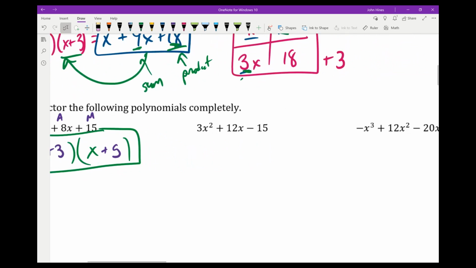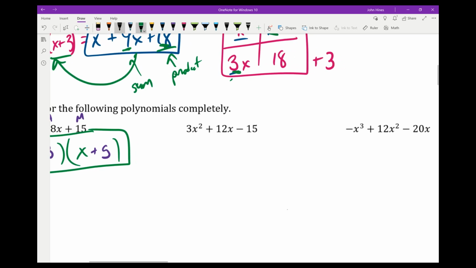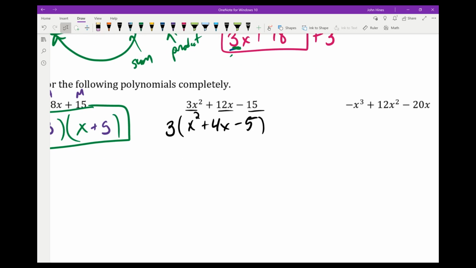But when we factor, we should always be looking for a GCF. And when I see this right here, I notice that I can take out a factor of 3. And now I've got a trinomial left to factor. So here we go. Let's factor that trinomial now.